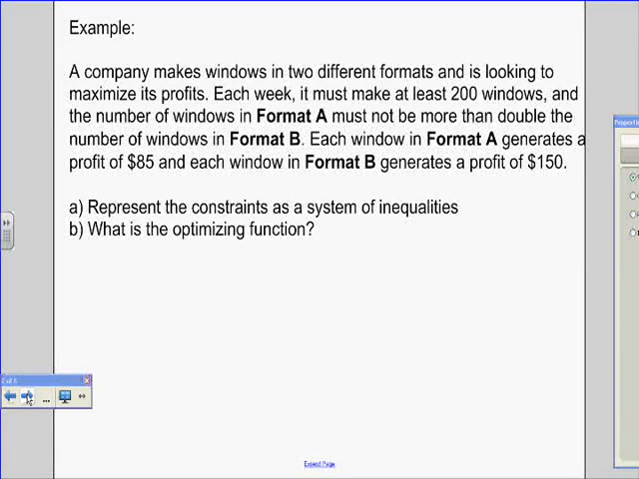So we'll start with an example here. A company makes windows in two different formats and is looking to maximize its profits. Each week it must make at least 200 windows, and the number of windows in format A must not be more than double the number of windows in format B. Each window in format A generates a profit of $85, and each window in format B generates a profit of $150. And we've been asked to represent the constraints as a system of inequalities, and we're asked what is our optimizing function. So we'll start with part A because that's actually what we've done before.